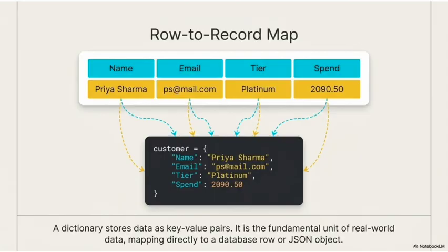$2,090.50. Every column becomes a key. Every cell value becomes a corresponding value. This mapping is not accidental. A Python dictionary is the standard representation of a dataset or a database row or a JSON object. When you query a database or call an API, the data comes back in exactly this structure. Learning to read and write dictionaries now prepares you for working with real-world data sources in later modules.